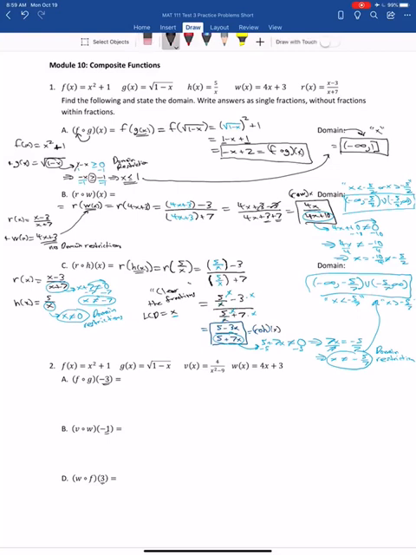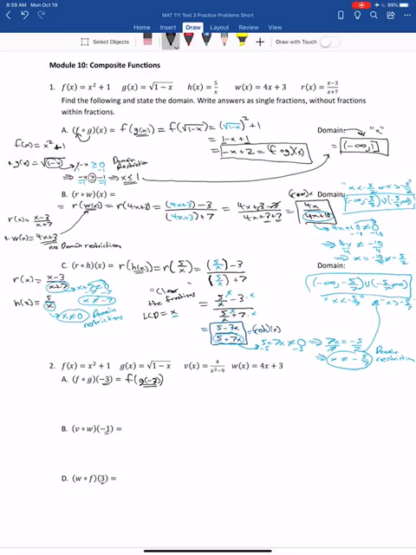f of g of negative 3, right? F of g of x is f of g of x. So we're going to find f of g of negative 3. So we're going to find g of negative 3. So let's go ahead and do that. What is g of negative 3?